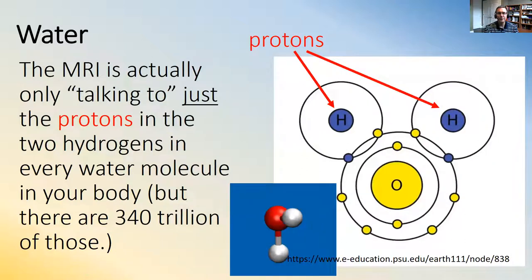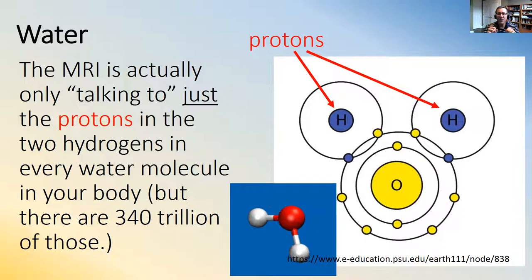Here's another schematic, where I'm taking this H2O molecule that you were seeing before, which remember was one atom of oxygen, two atoms of hydrogen, and I'm showing what it looks like if we could see the protons and electrons within it. So again, here's the H2, two atoms of hydrogen, one atom of oxygen, and the hydrogen atom is just a proton at the middle. And the reason I have to explain that is because MRI is actually only talking to just the protons in the two hydrogens in every water molecule, okay? We don't have to go any deeper than that.